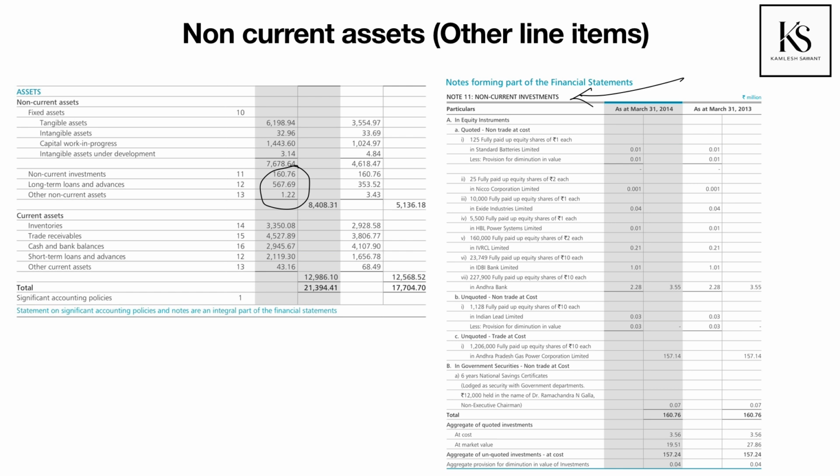Here is the partial snapshot of Note 11. This gives you a perspective. The next line item is long-term loans and advances, which stands at 56.7 crores. These are loans and advances given out by the company to other group companies, employees, suppliers, vendors, etc. The last line item under the non-current asset is other non-current assets, which is at rupees 0.12 crores. This includes other miscellaneous long-term assets.